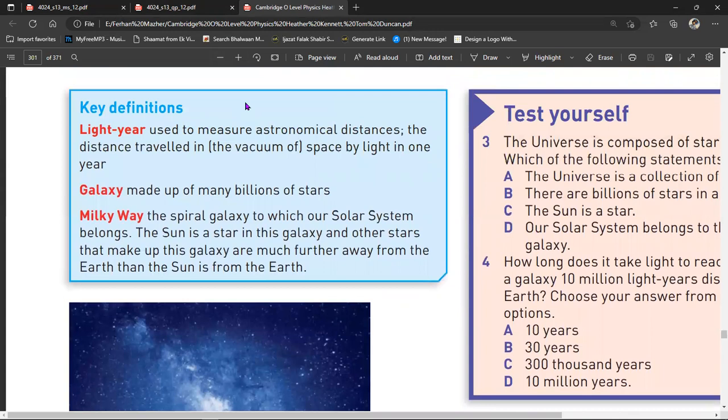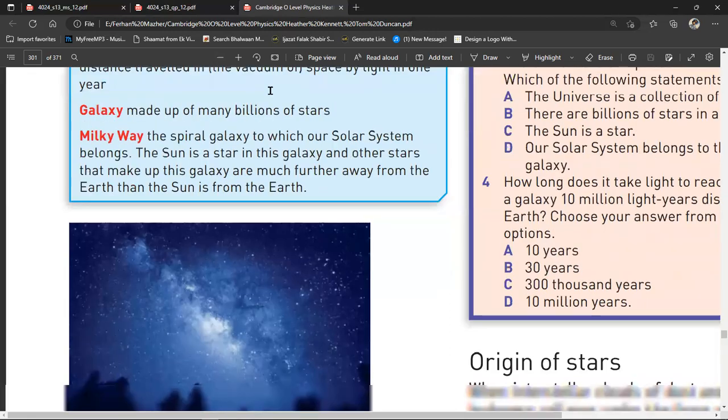So the key definitions here are the light year, used to measure astronomical distances, the distance traveled in the vacuum of space by light in 1 year. A galaxy is made up of many billions of stars. The Milky Way is the spiral galaxy to which our solar system belongs. The sun is a star in this galaxy, and other stars that make up this galaxy are much further away from the Earth than the sun is from the Earth.